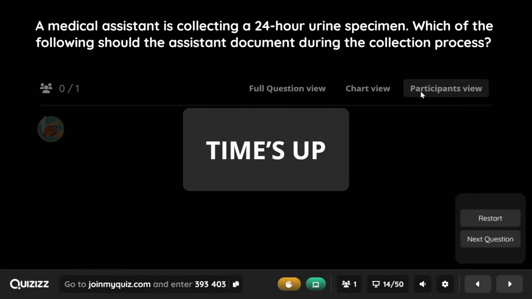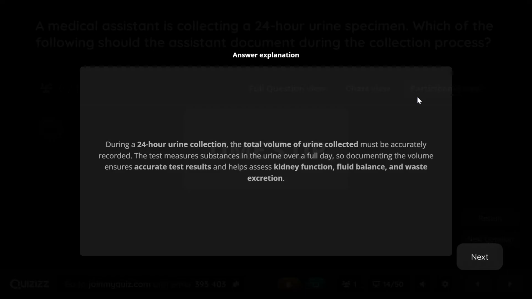Now, the answer to this one is going to be the volume, okay? So during the 24-hour urine collection, the total volume of urine collected must be accurately recorded. The test measures substances in the urine over a full day. So documenting the volume ensures that we're getting accurate test results. And it also helps assess kidney function, fluid balance, and waste excretion from the patient.